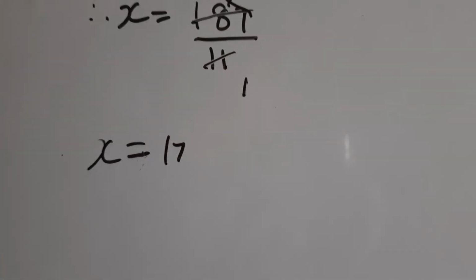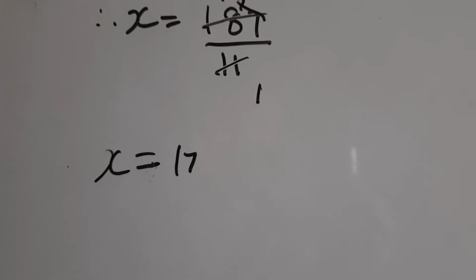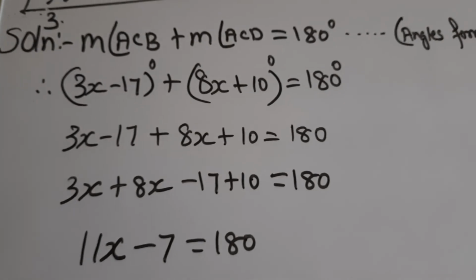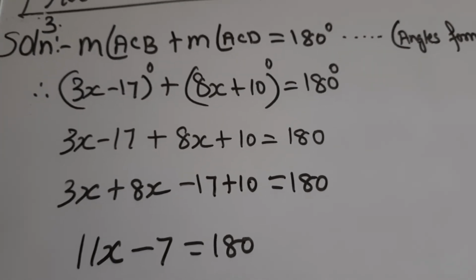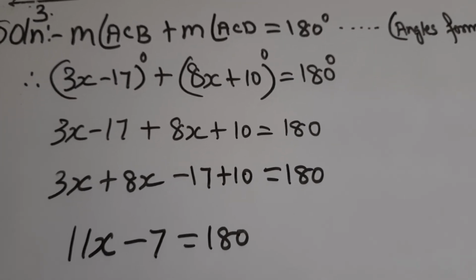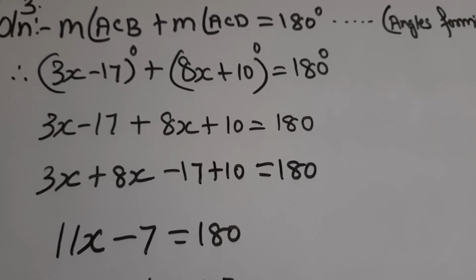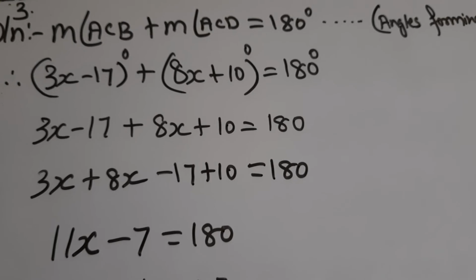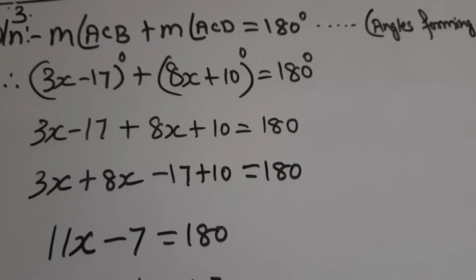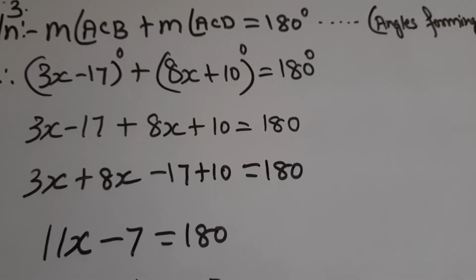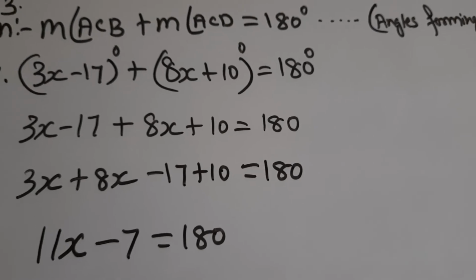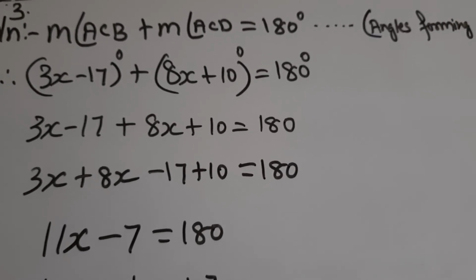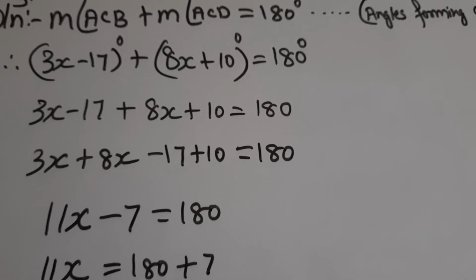So we got the value of x, that is 17. Now we will substitute in the given angles, that is angle ACB and angle ACD. They have given us angle ACB as 3x minus 17. So we will substitute the x value and find out how much angle ACB is. In the same way we will substitute the x value in angle ACD, 8x plus 10, and find out how much angle ACD is. After that we will find out angle A and angle B also.